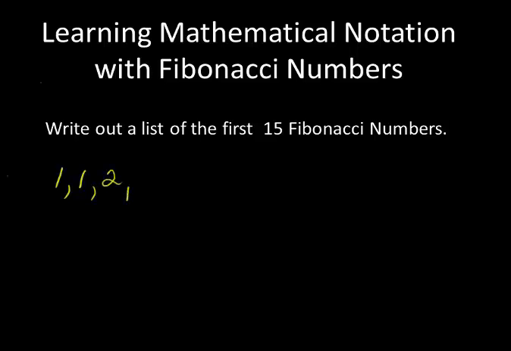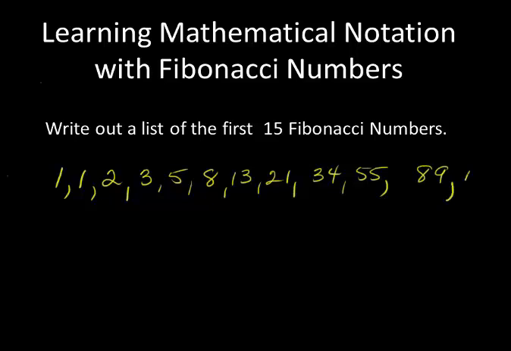So we have 1, 1, 2, 3, 5, 8, 13, 21, 34, 55, let's just write out a few, 89, 144, and so on. And of course, and so on means that we could continue by just adding 2 to get the next one.